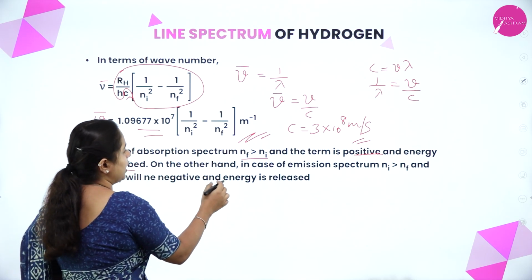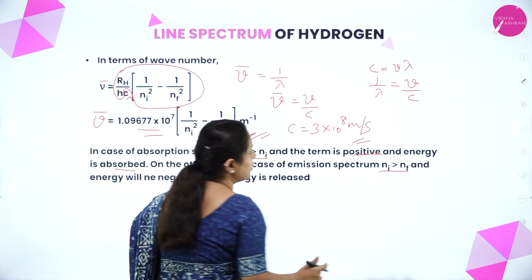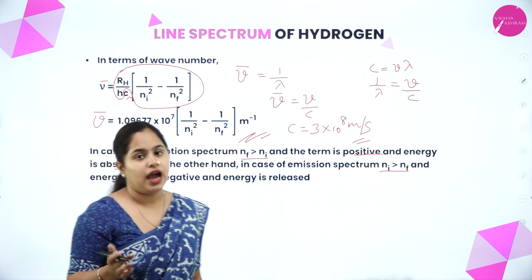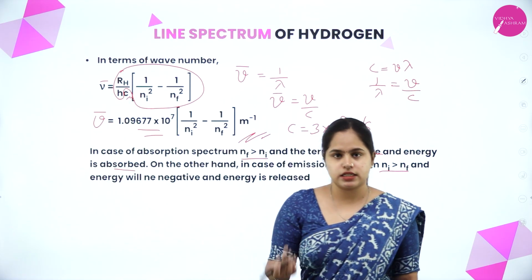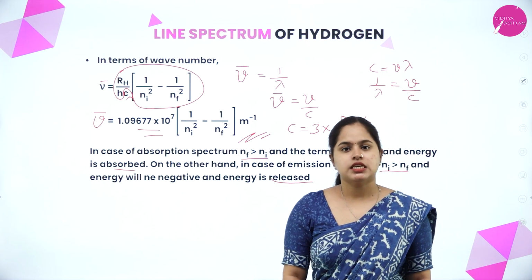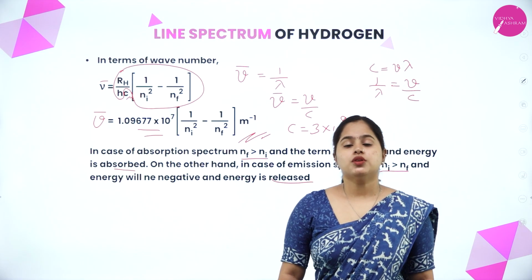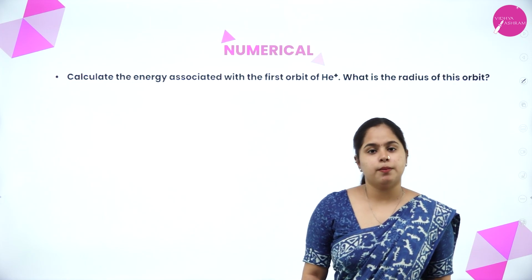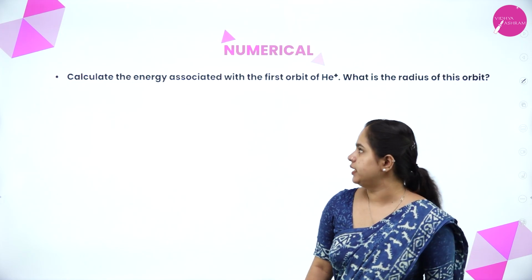Now, on the other hand, in case of emission spectrum, Ni will be greater than Nf and in that case the value will be negative. So you can conclude, energy is being released. Yes, so till here I hope it is clear. So now let's do a numerical based on this equation that we have just studied.